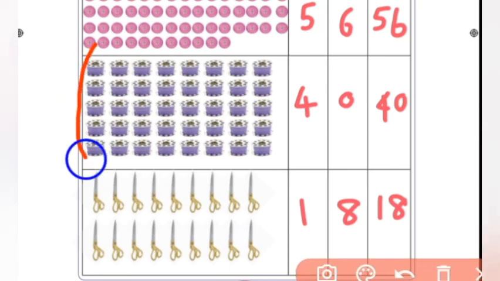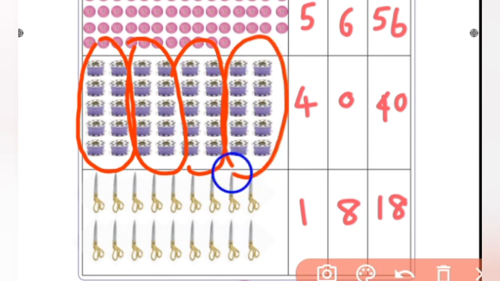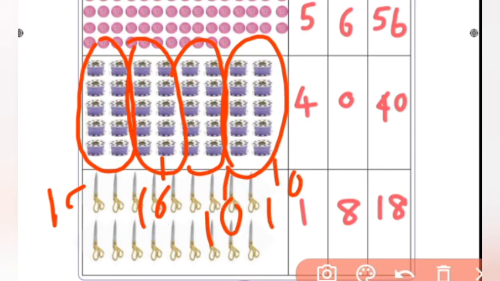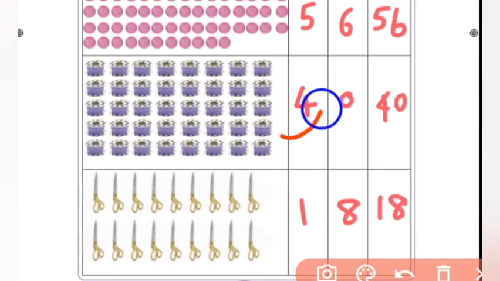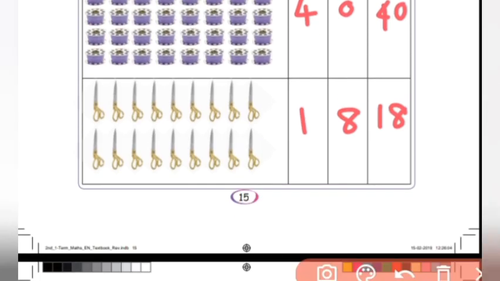We have to make first group of 10. 1, 2, 3, 4. So 10, this 10, this 10, this 10. So how many tens we have? 4 tens. There is no ones. So you have to write here 0. So the number is 40. See next.